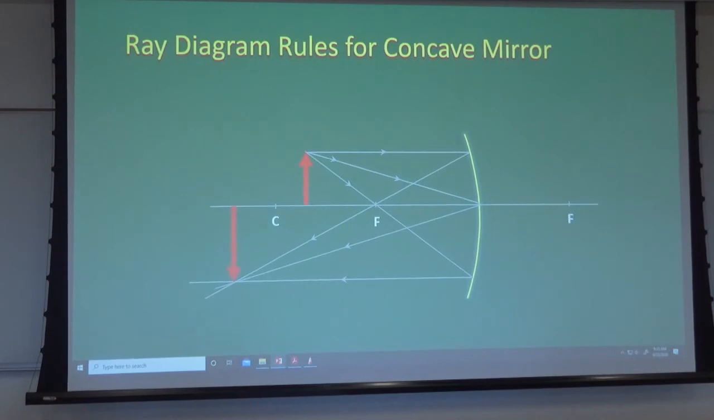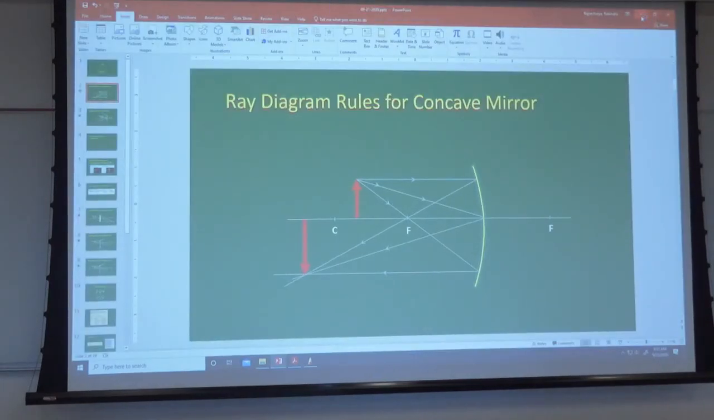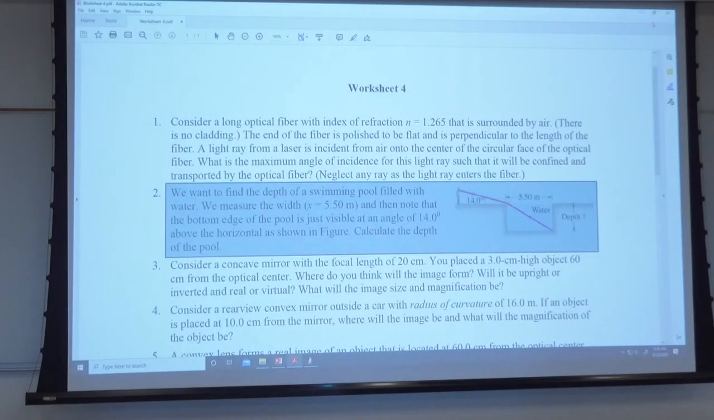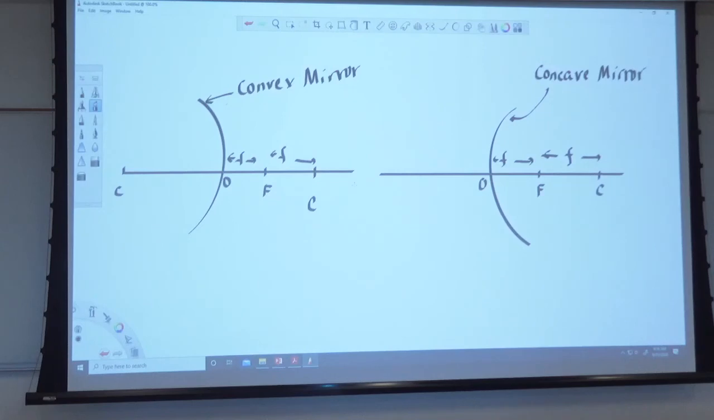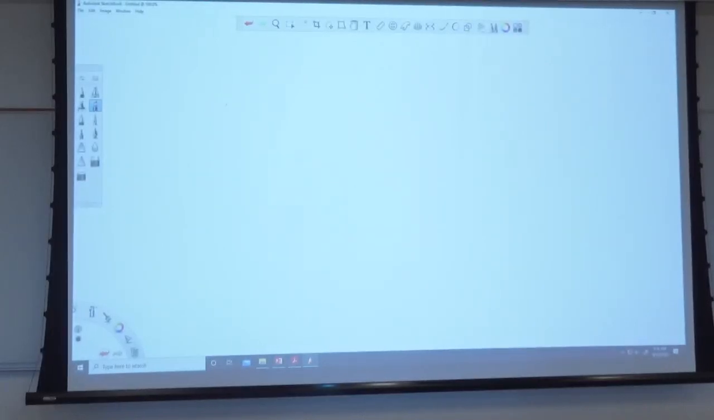Now, if you place the object in a different location, then you will get different kinds of image. So for example, let me show you a different case here. Let me place it between F and O. So let's draw here. Concave mirror. That's my F, focal point. Same distance will be C. So I'm going to put my object between optical center and focal point.